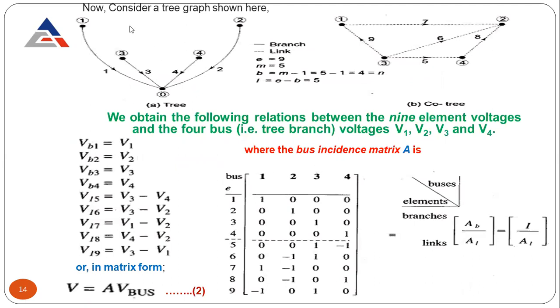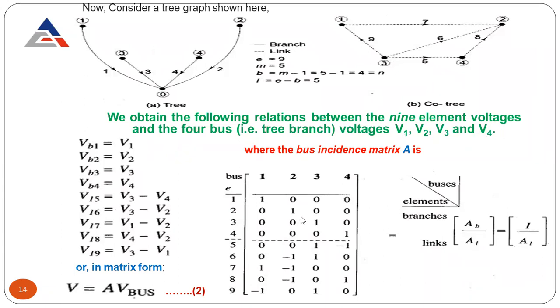Now next one. So this one is our tree, and this one is our co-tree, and this is the notation. E is the number of elements, N is the total number of nodes, B is the branches, L is the links. Now we obtain the following relation between the 9 elements. So the total elements forming the tree and co-tree are 9, and the 4 bus voltages V1, V2, V3, and V4. And apart from these, there is one reference voltage also, ground potential.